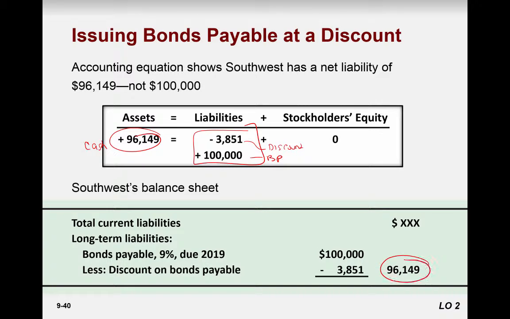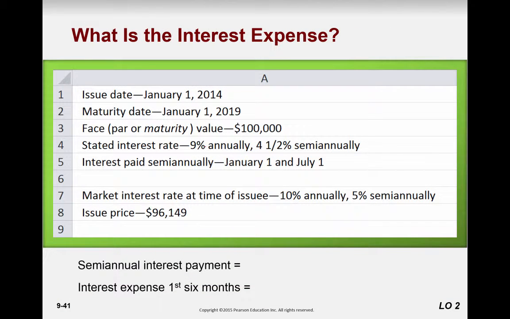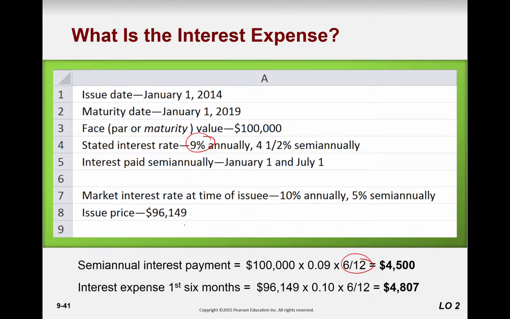So we're still going to get to our $96,149. To get the interest expense at this point, we're going to take the $100,000 times the 9%, times 6/12, the same thing. But now our difference is that our stated interest rate is 9%, and we're doing the $4,500. Now for the interest expense on the first 6 months, we have the $96,149, and then the 10% and the 6/12.